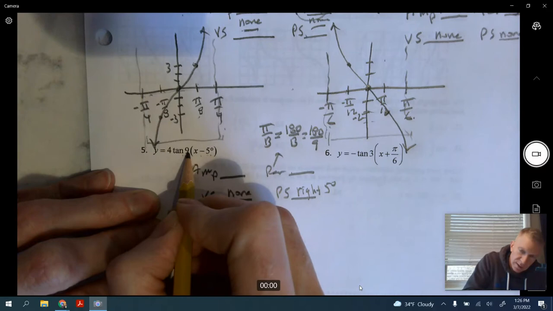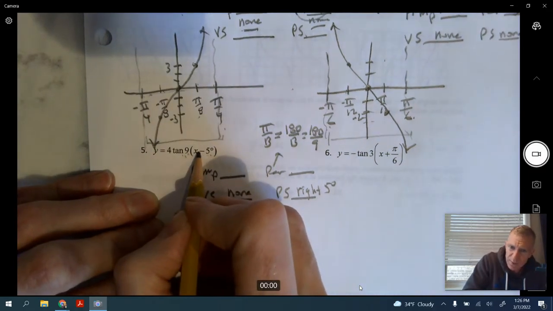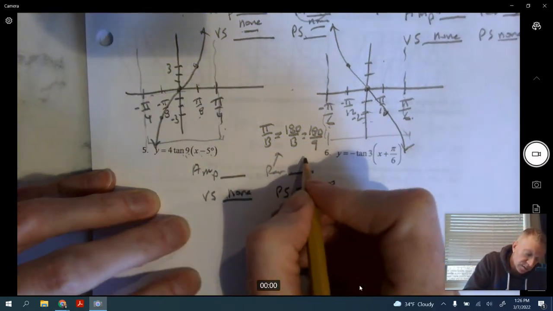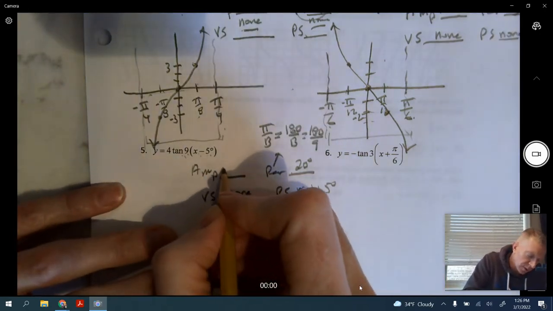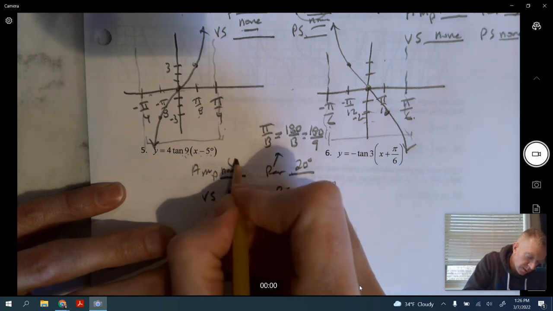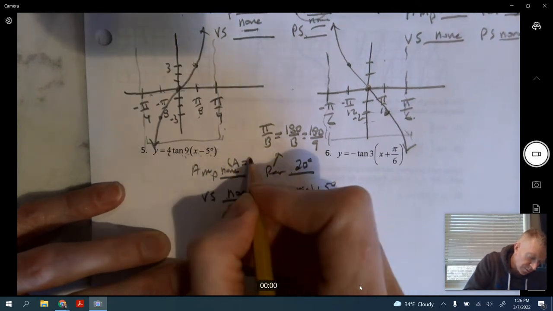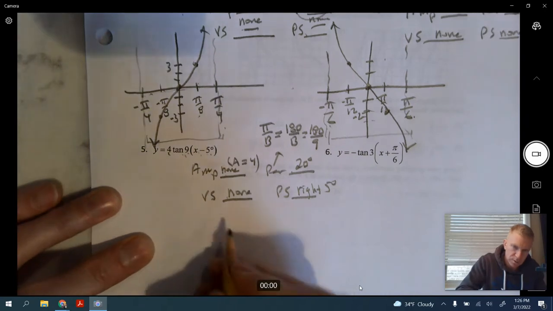The b value is that coefficient of your angle. 180 over 9 is 20, so 20 degrees is your period. The amplitude, again, there's no amplitude, but your a value is equal to 4. Okay, so let's graph it.